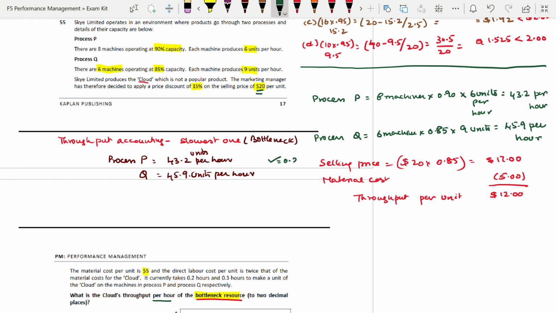The slowest one is taking 2. Okay, this is the bottleneck. Is it right? Time in process P. You have to mention here that process P is a bottleneck resource.